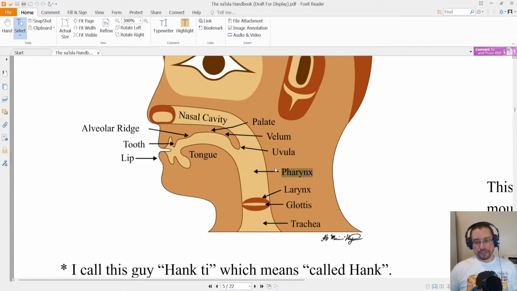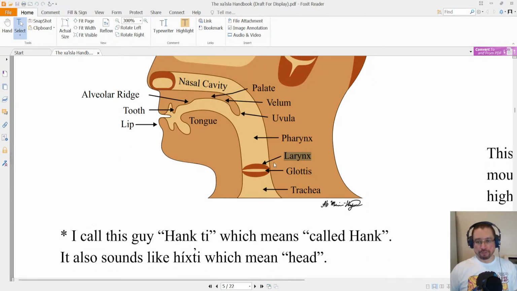Then we have the pharynx, which is just basically like the opening between your throat and your tongue and nasal cavity. Here we have the larynx, which is your voice box. Then we have the glottis, which is the opening between your vocal cords. And then the trachea, which is your windpipe.